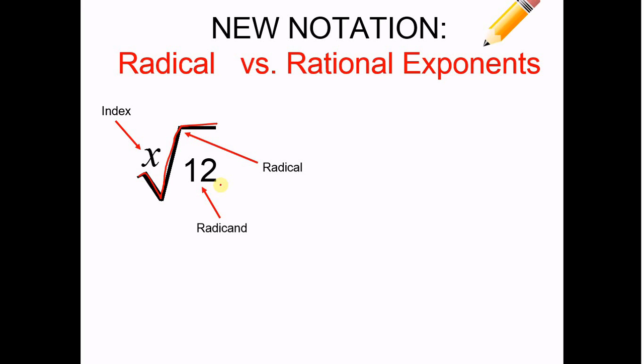So when I'm saying the index is 3, you know what I mean by that. And then rational exponent, you've seen this before. A rational exponent basically means it's a fraction. So 9 to the 1/2 power, the 1/2 is a rational exponent.